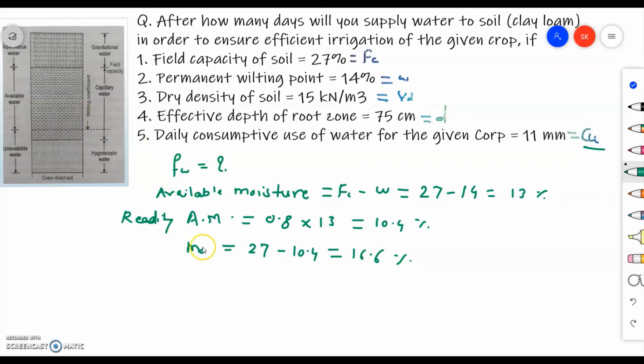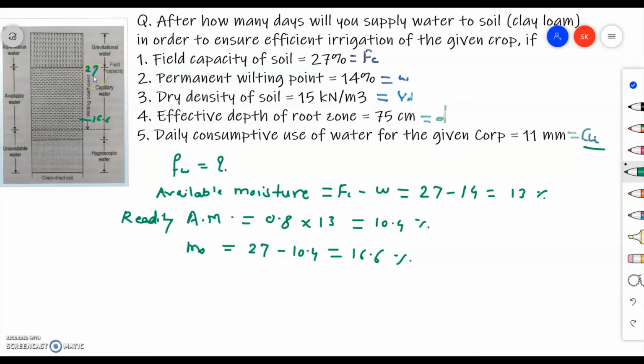Now the next term that is very important is this: when irrigation water is applied, the moisture is raised from 16.6% up to the field capacity, which is 27%. So it may be in between here, the lower limit of available moisture may be 16.6, and the top one is 27%.